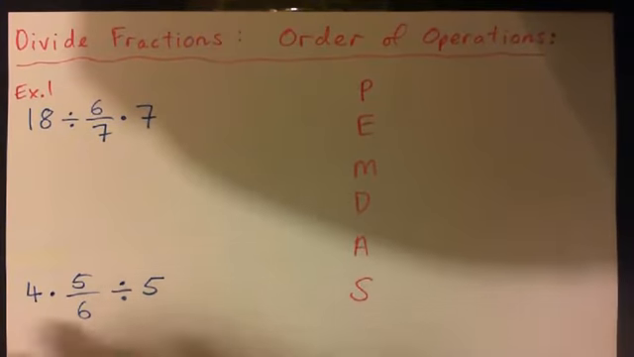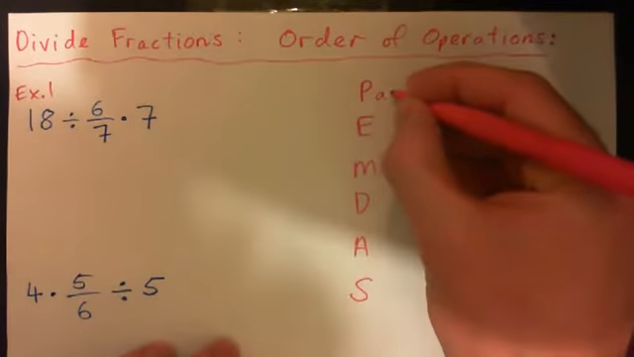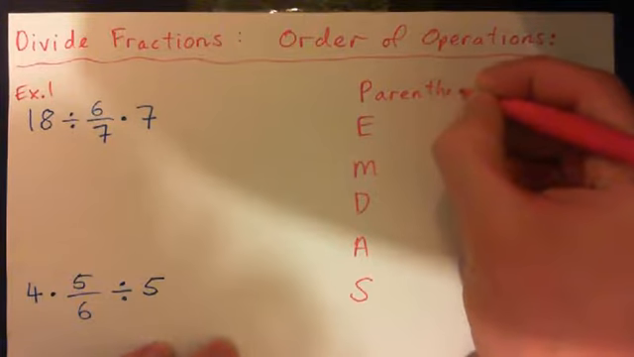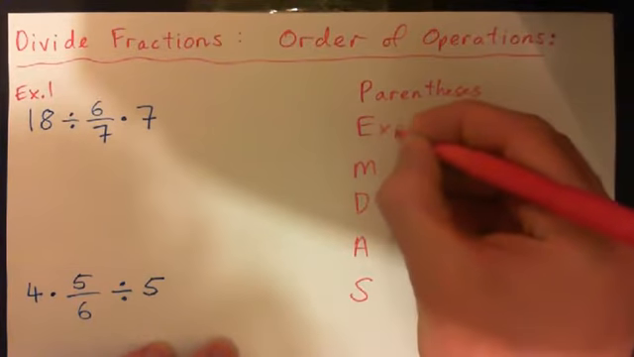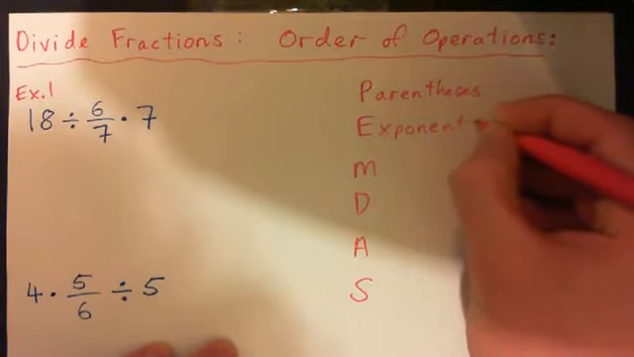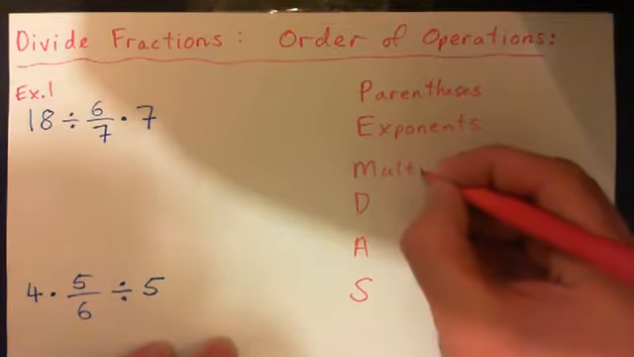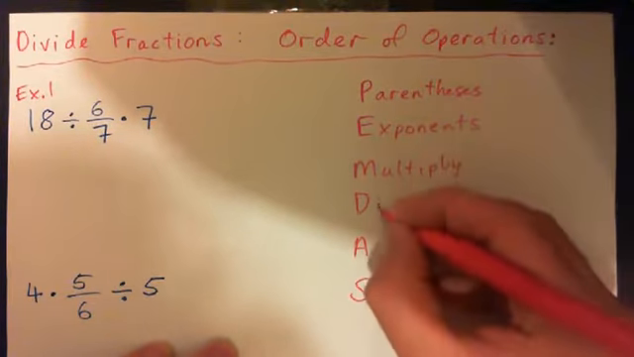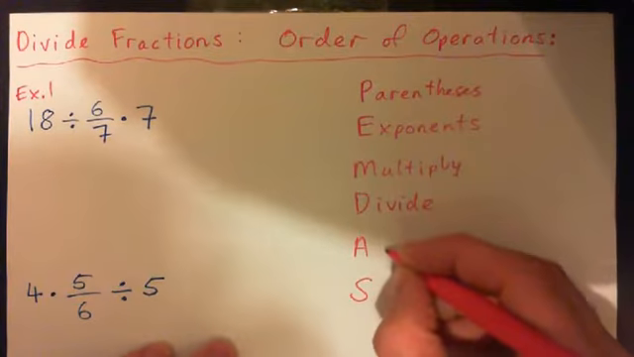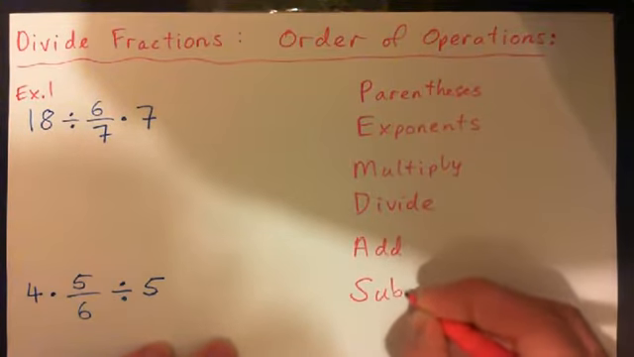If we have 18 divided by 6/7 and then times 7, you might think that you should multiply first because of PEMDAS, the order of operations. Well, that's not true. PEMDAS says parentheses, exponents. So, by all means, write this out again. Multiply, divide, add, and then subtract.